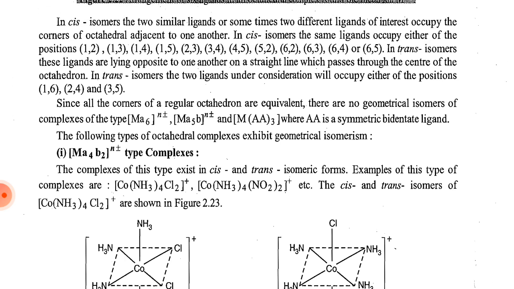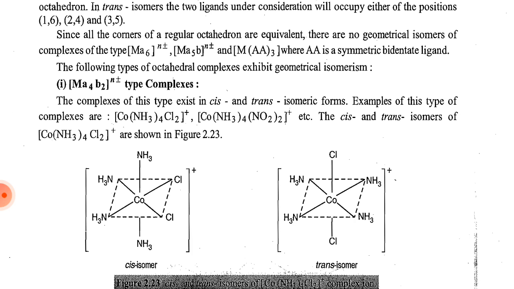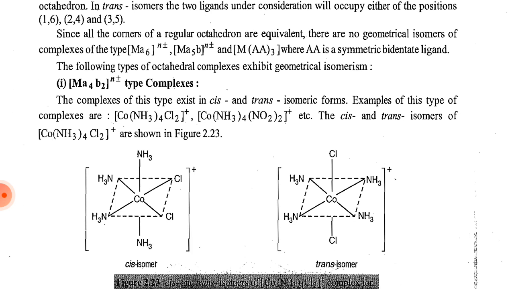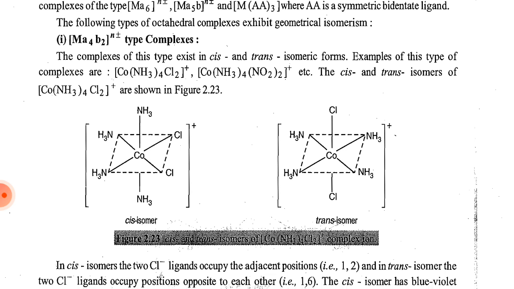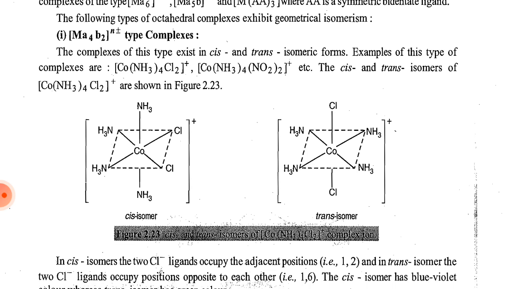Complexes that will show octahedral geometrical isomerism: the Ma4b2 type of complex. The complex of this type exists in cis and trans isomeric forms. Examples of this type of complex are Cu(NH3)4Cl2 plus, Cu(NH3)4(NO2)2 plus, etc. This is the trans isomer of Cu(NH3)4Cl2, where the Cl are opposite to each other. In the cis form, the Cl are adjacent to each other.